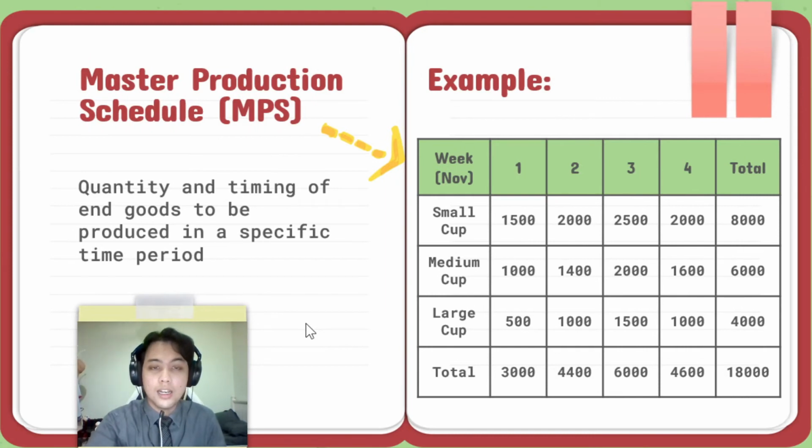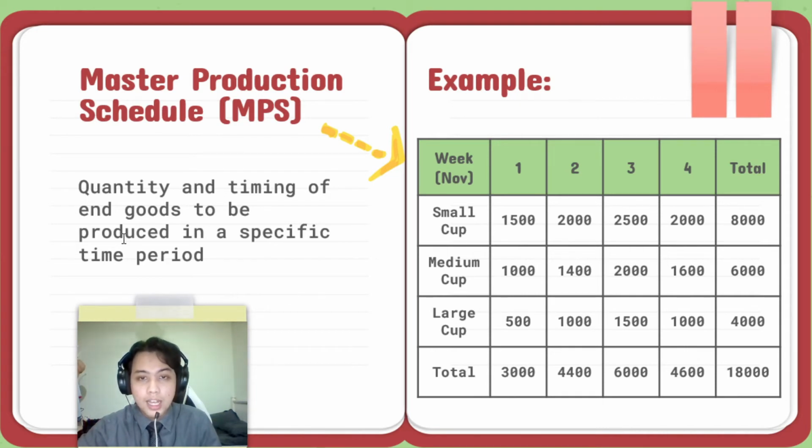Firstly, let me explain the first input of MRP, which is the Master Production Schedule, MPS. MPS is the quantity and timing of end goods to be produced in a specific time period. In other words, MPS is a series of time-phased quantities for each item that a company manufactures. It schedules the quantity and the timing of the product to be produced over the specific time period. So this means that MPS decides what product is to be manufactured, when it is manufactured, and how much will be produced over a month or a year.